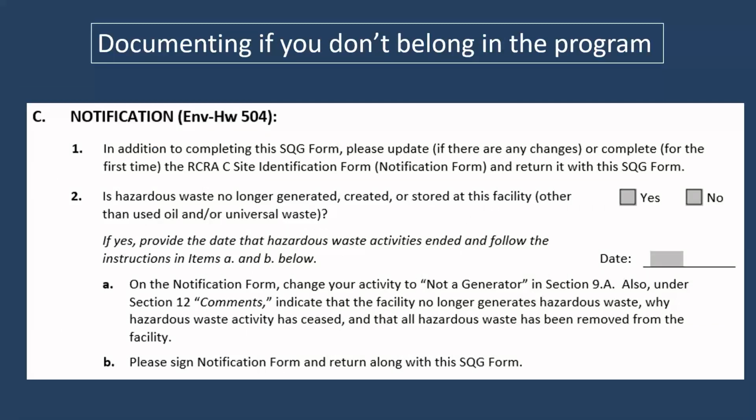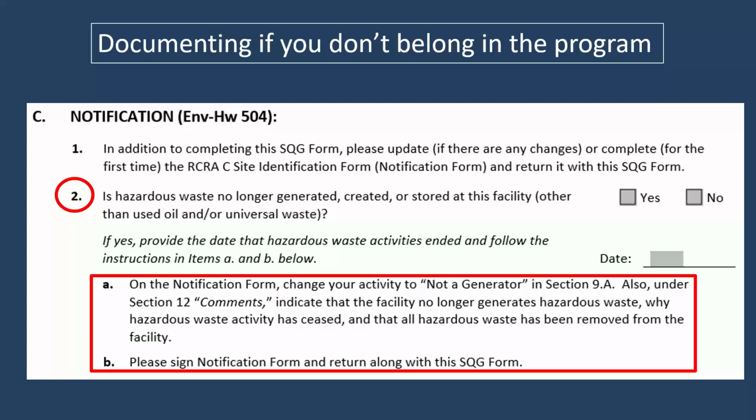Back now on the self-certification form, let's look at item 2 in section C. Remember in section B there was a checkbox if you weren't making any hazardous waste? If that's the case, here we ask you to tell us the date you stopped making hazardous waste for good. And if you stopped making hazardous waste, also follow the additional instructions in 2A and 2B.